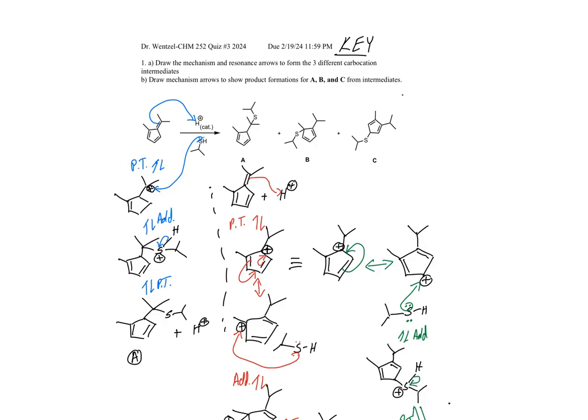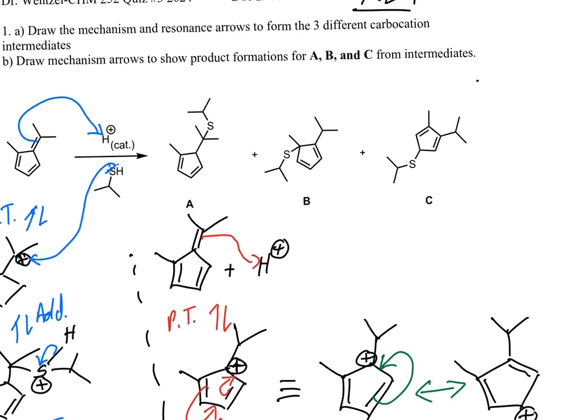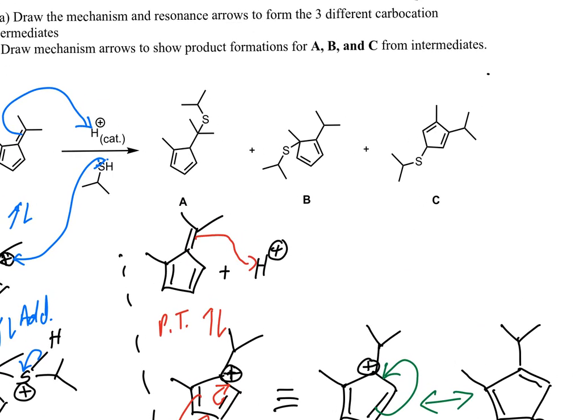Workshop we did, which was an old quiz. Draw mechanism and resonance arrows to form 3 different carbocation intermediates. So one of the things you could do here is, you see you have A, B, and C. If you just took off there and there and there, you'd know that essentially this carbon and this carbon had to have a carbocation, right? So that's where a plus charge would be. So you could work backwards from there to your first step if you wanted to. That'd be one way to do it.